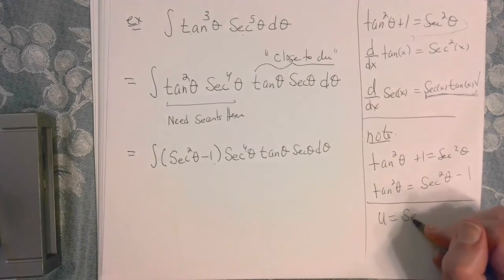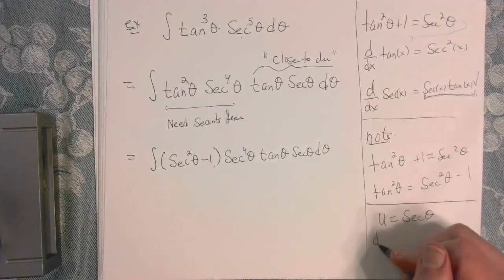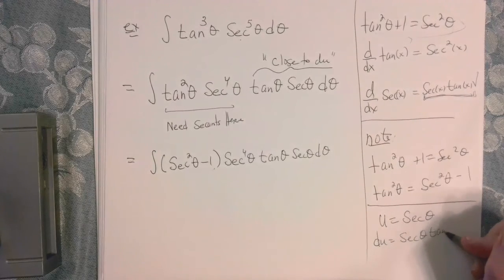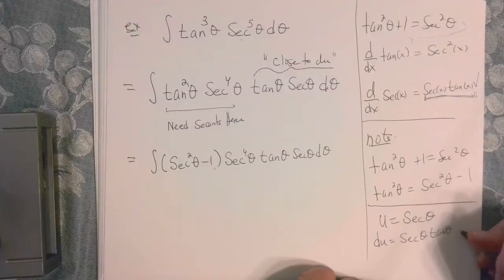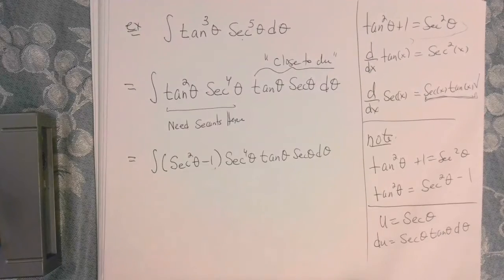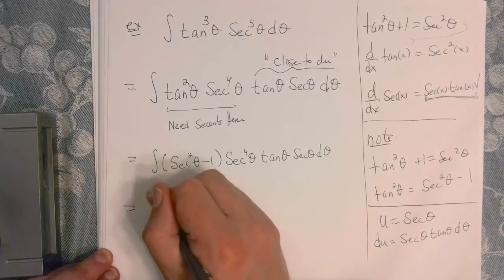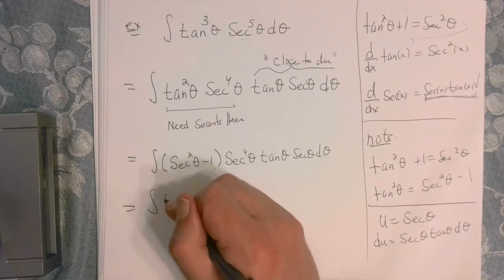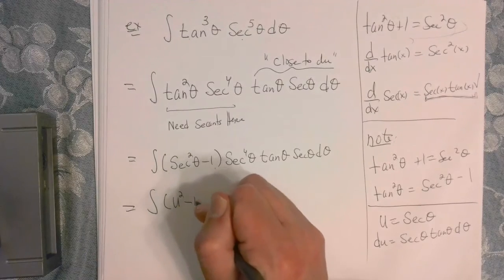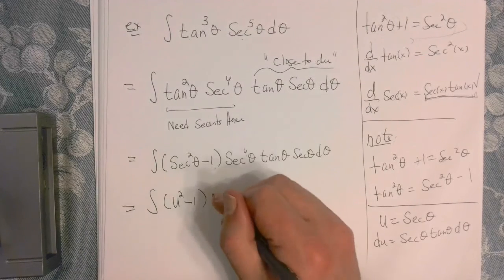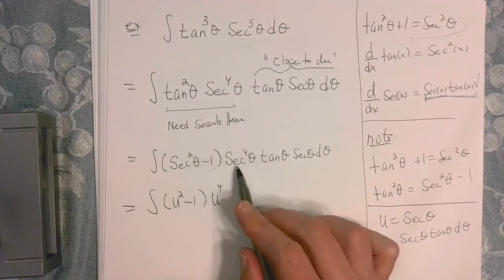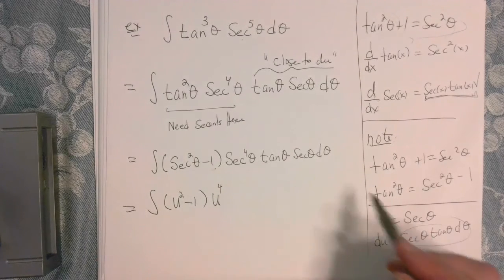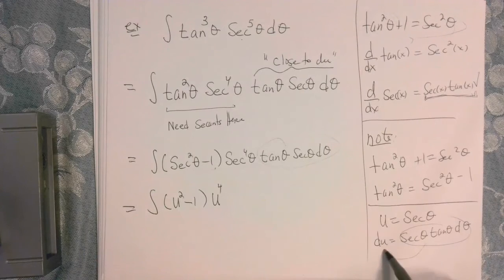So we're going to let u equal secant of theta. And of course, du is equal to secant of theta tangent of theta, the same thing as tangent of theta times secant of theta. Okay, so let's see what we have here. This is u squared minus 1. That's going to be u to the fourth. And this is exactly this, so let's call this du.